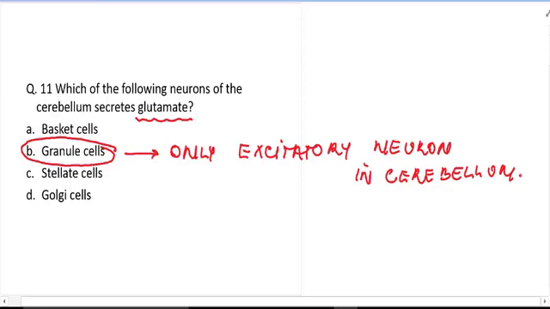All the others are inhibitory. So basket cells, stellate cells, Golgi cells, Purkinje cells, they all secrete GABA. GABA is the inhibitory neurotransmitter.